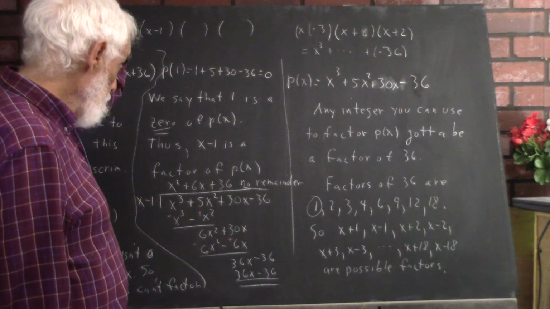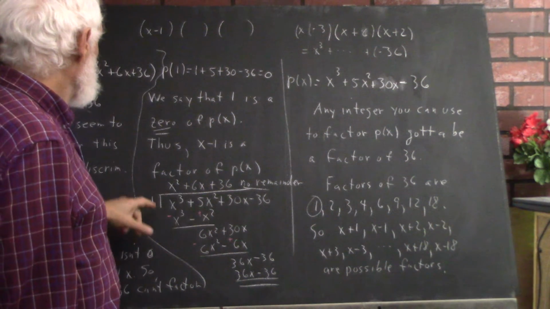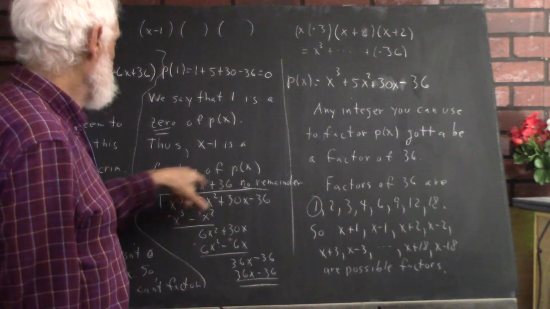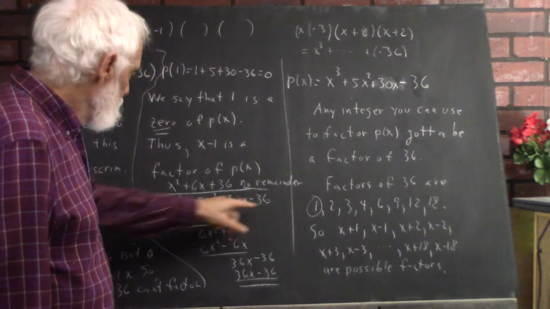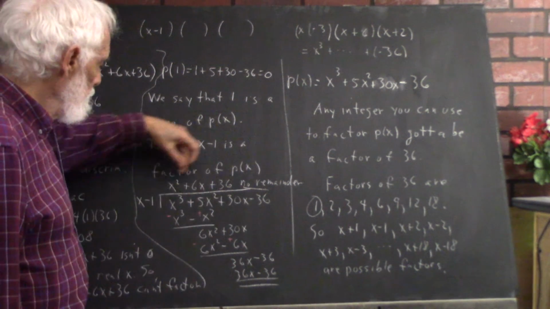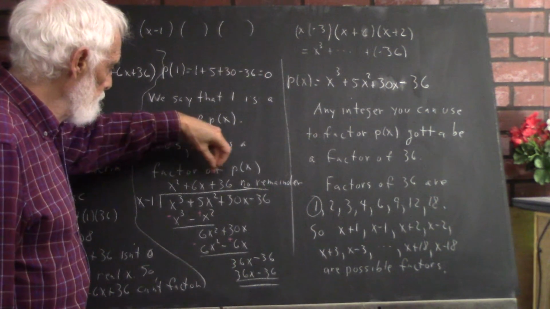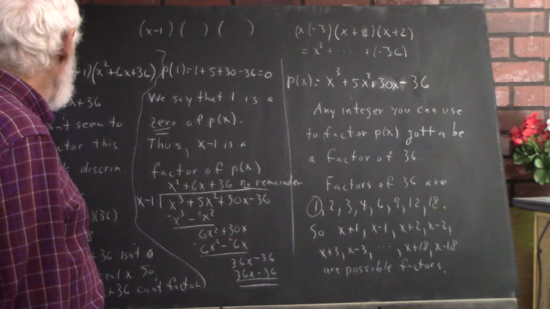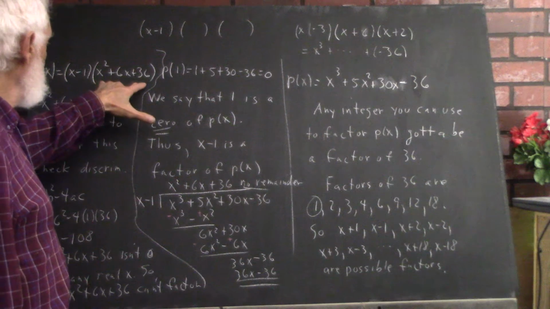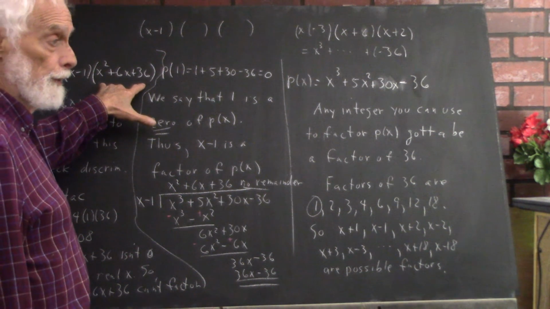To find the other factor of p of x, we divide x minus 1 into our polynomial, and by doing the long division, we get this result, x squared plus 6x plus 36. So now we know that p of x equals x minus 1 times x squared plus 6x plus 36.